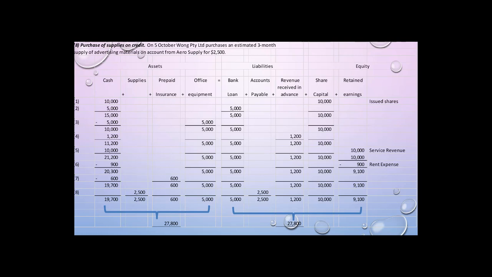All right. Now take note, this is a purchase of supplies on credit, so we haven't paid it. So you can see in the cash column, we didn't deduct any amount there. Okay. Now we created another account that is supplies under asset account. Prepaid insurance remains the same, office equipment remains the same, bank loan remains the same. And then now for purchasing supplies on credit, we created a new account. This is the account that you will use when you purchase supplies on credit. Okay, so that will be accounts payable. Because you haven't paid the amount that you owe for purchasing supplies, this is an obligation, so meaning accounts payable will be under liability. Revenue received in advance remains the same, share capital and retained earnings remain the same.